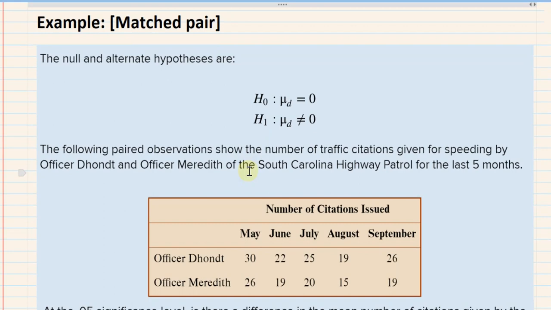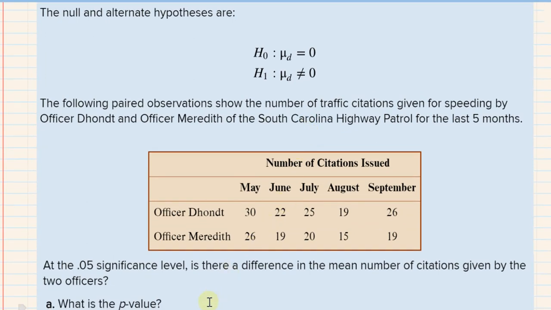The question, the null and alternative are given. The average difference is 0 versus the alternative, the average difference is different from 0. Means there is a difference between the two scores on average. Now what are the scores in this one? The following paired observations show the number of traffic citations given for speeding by two officers, Officer Daunt and Officer Meredith of the South Carolina Highway Patrol for the last 5 months. Okay, so there we have the data.